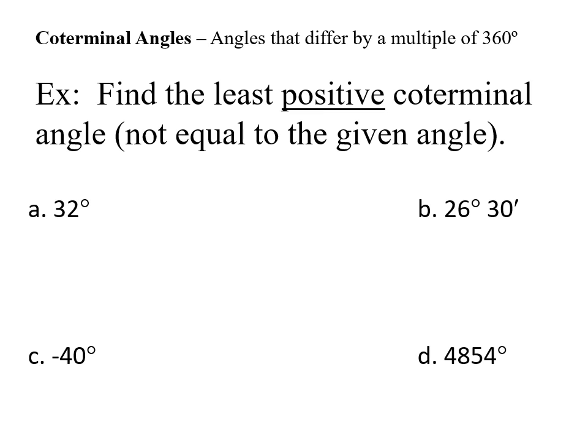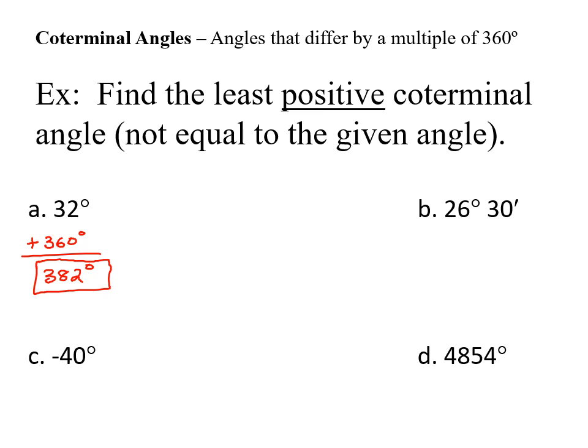So like for 32 degrees, I could add 360 to it. And that would give me 382 degrees. I can't subtract 360 from it because I'd end up with a negative number. So the least positive coterminal angle here is 382.